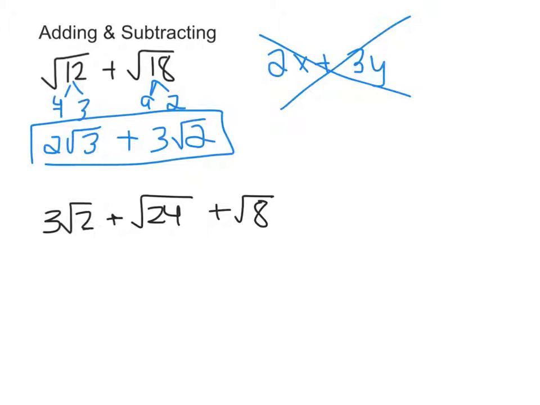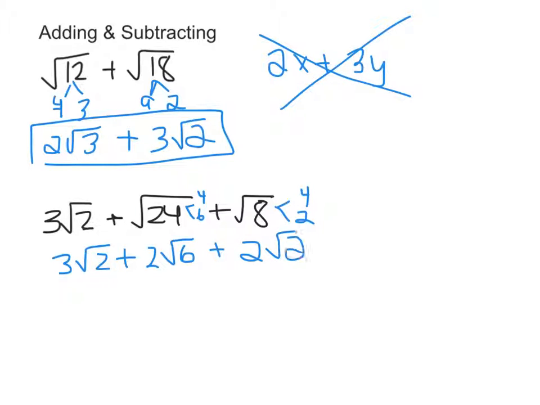Now this one's a little bit different. We look at it in terms of the square root of 3 radical 2. That one's already done for us, so let's just keep that there. 24 we know is made up of 4 and 6. So I have plus 2 square root of 6, remember the square root of 4 is 2, plus 8, we know is made up of 4 and 2, so 2 square root of 2.